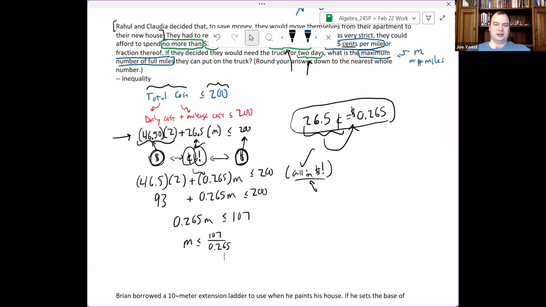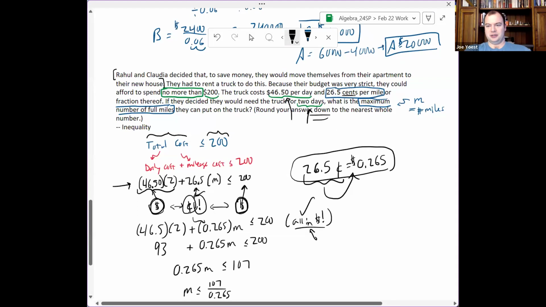And then I'll come over to my calculator and figure this out. 107 divided by 0.265 gives me 403.8 or so. And the instruction in the problem tells us to round down to the nearest whole number. But by context, we could tell that anyway, because the total cost has to be less than or equal to 200. We want to answer as a whole number.